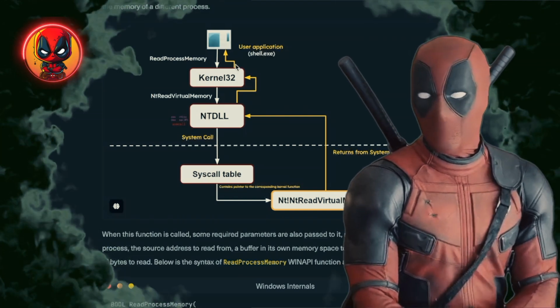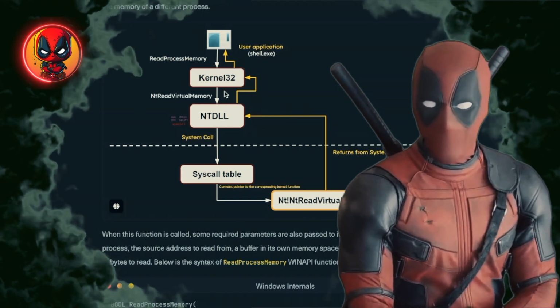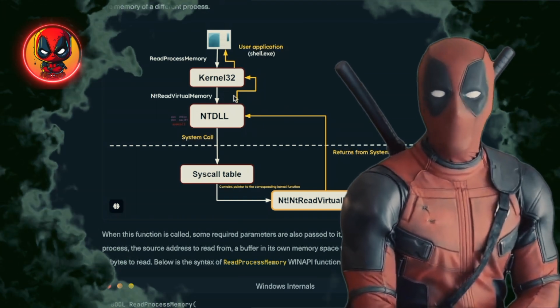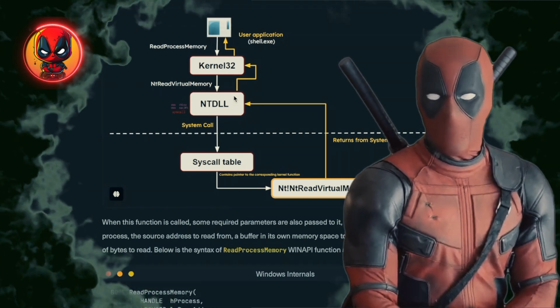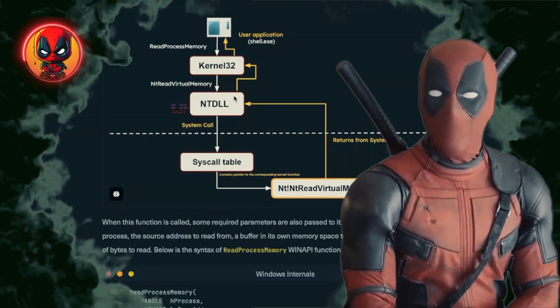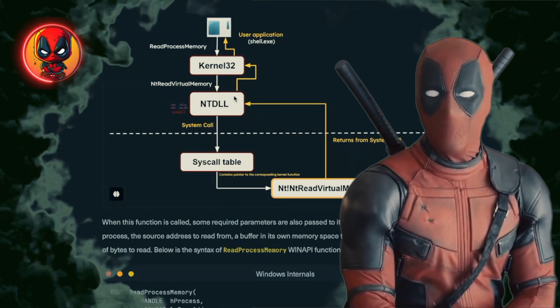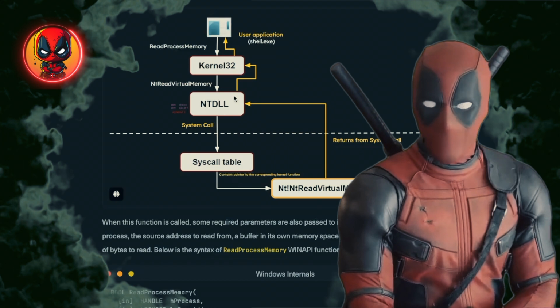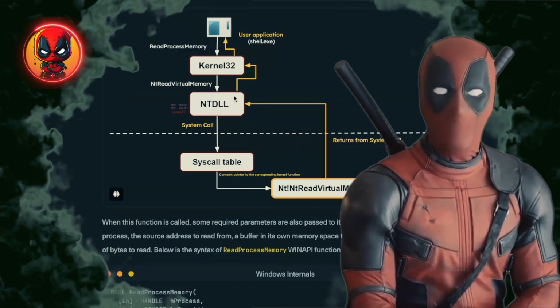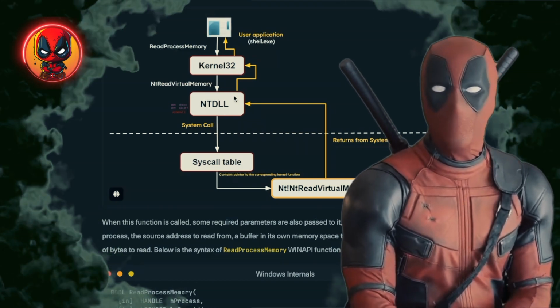Why is this important? Understanding the Windows API call flow is crucial for malware analysis because many types of malware exploit these processes to perform unauthorized actions. By knowing how these calls work, analysts can identify suspicious activities and defend against potential threats.